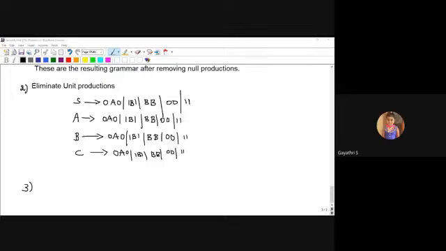Actually, this is an exercise problem from your textbook. So can anyone tell me what the last production, the final production, is? The final minimized production is S gives 00, 11. So the simplification of context-free grammar is almost over.